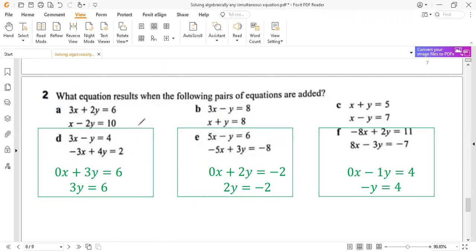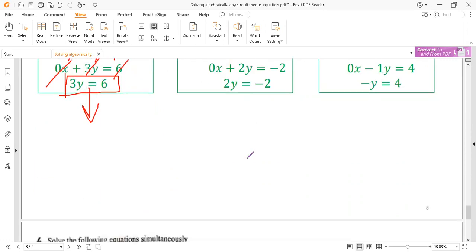When we want to add these two equations, it is the story of combining like terms. 3x plus minus 3x is 0x, minus y plus 4y is 3y, and 4 plus 2 is 6. So 3y equals 6. It is easy to complete from this step to find the simultaneous solution.